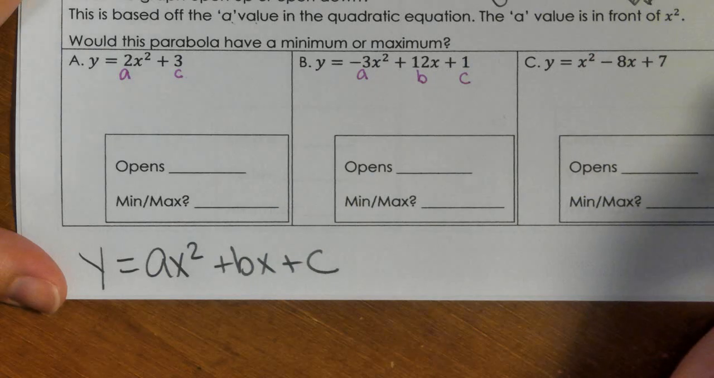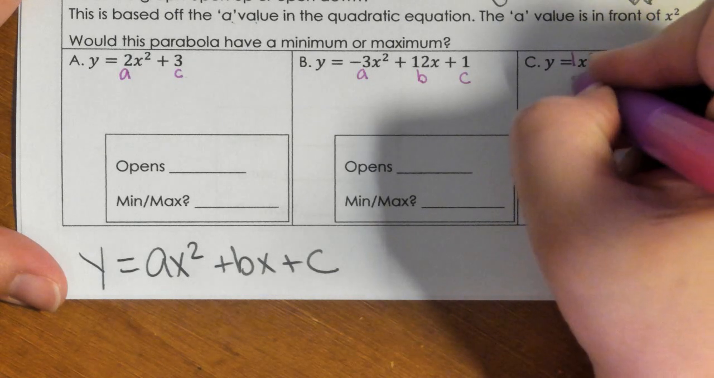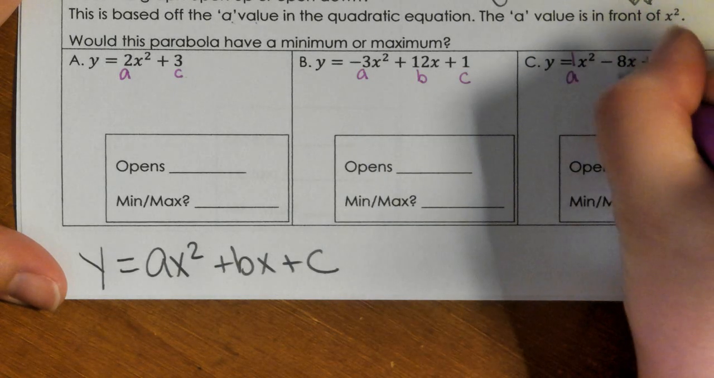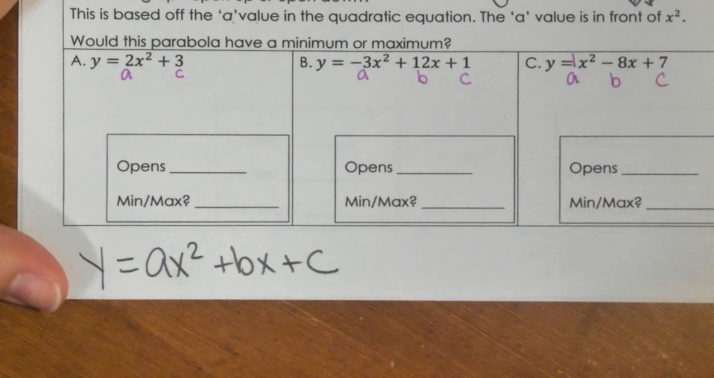It's at the end. Okay, now for this one, my a would be an invisible 1, so I'll write that 1 in. B is in front of x, and then c would be that last number with no x.